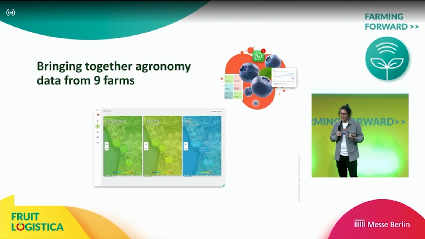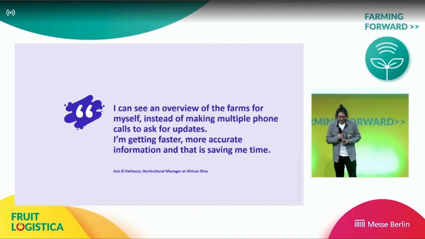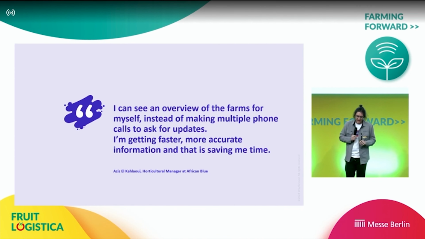One of the production managers told us that they want to compare between farms to see which one is likely to get better quality coming out of the farms that week and route that farm's production to different customers potentially. And with digital agronomy, they could do that without having to run around and wait for those reports to come. Mr. Aziz told us, "I can see an overview of the farms myself. Instead of making multiple phone calls to ask for updates, I'm getting faster, more accurate information, and that's saving me time."